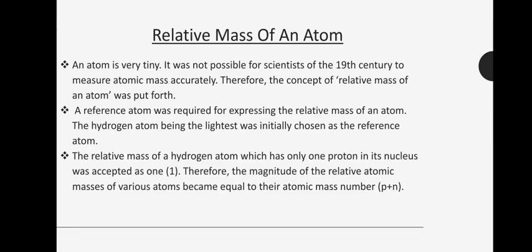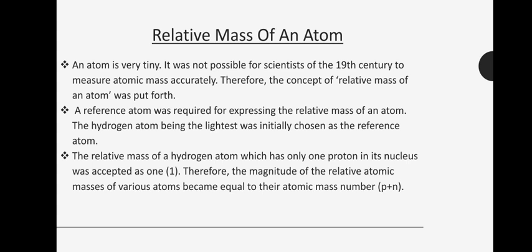Now, relative mass of an atom. See, the atom is very tiny, as I already told you. So it was not possible for scientists to measure the atomic mass accurately in the previous century. Therefore, the concept of relative mass of an atom was put forth. When we say relative, it means we are comparing two atoms, okay? Now we will see what we were comparing these atoms to.